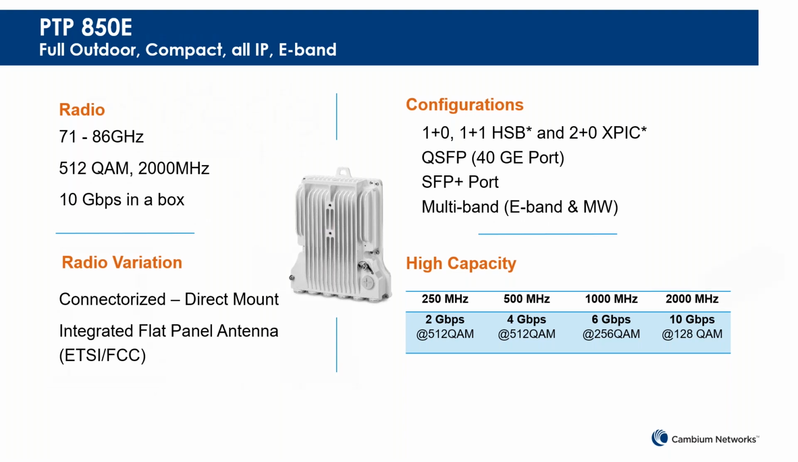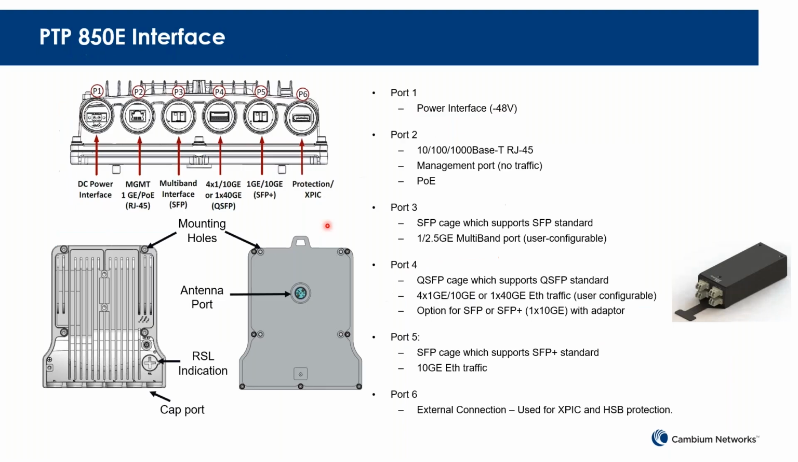So here is the interface, and I'm going to go through it very quickly. We have 6 ports here. Port 1 is the DC input for -48. Port 2 is PoE in with a 1 gig copper interface. Port 3 is a 2.5 gig SFP port, and port 4 is a QSFP cage. You can also split this one into 4 single SFP+ 10 gig interfaces. Port 5 is an SFP+ 10 gig interface. And port 6 is for management, and is ready for hot standby or XPIC, which we're going to use in the future. It's not supported right now.